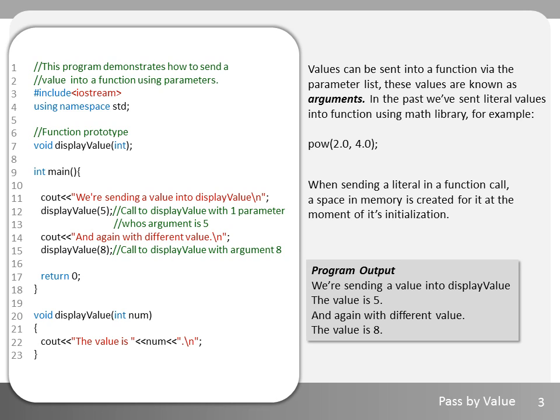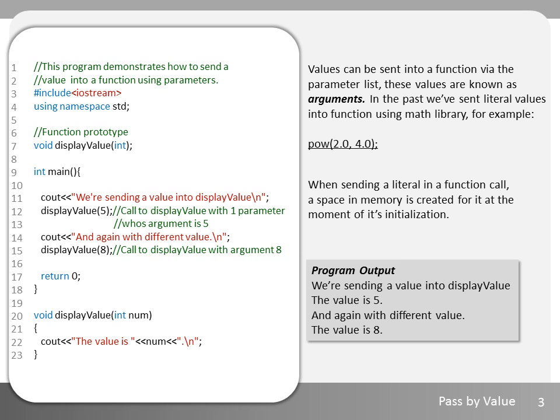This program demonstrates how to send a value into a function using parameters. When a value is sent into a function, it is known as an argument. In the past, we've sent literal values into a function using the math library. For example, if you're looking here to your right, we have the pow function receiving two arguments. The first argument is the number 2, and the second is the number 4, and it returns 2 to the power of 4.